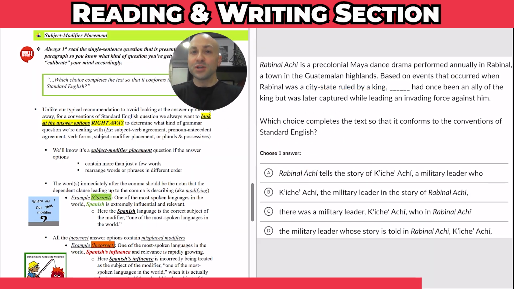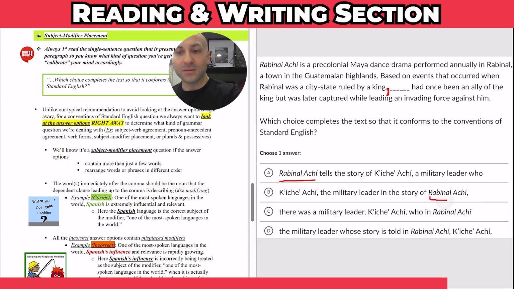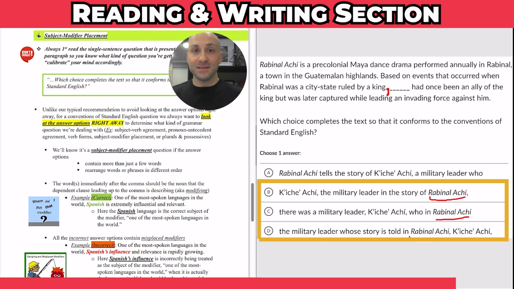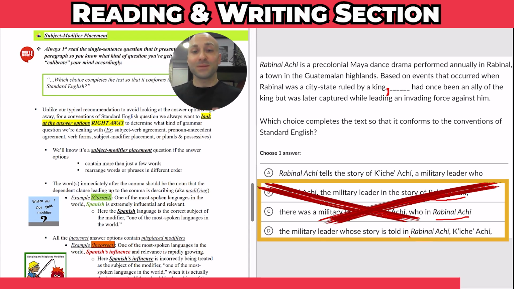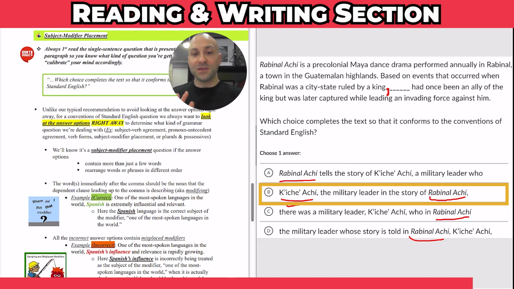So notice option A does have Rabinal Achi at the beginning. In other words, right after this comma here, which is what we want. So we'll keep it in the running. Every other option throws Rabinal Achi in a different location, making options B, C, and D all examples of misplaced modifiers, where instead they're saying that based on events, this person as if he were the drama.